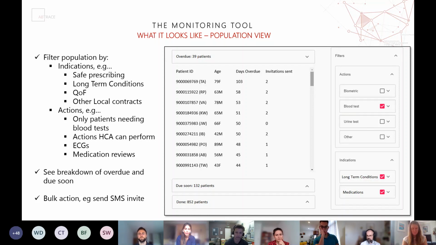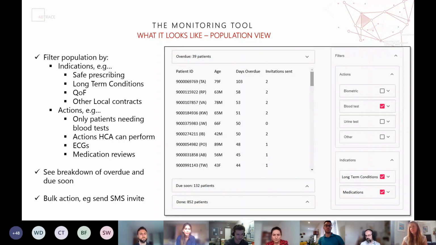You can filter out what we call indications and actions. Indications being reasons you might need to do a test or an action. So those are long-term conditions, medications, and you can drill down into as much depth as you want. So you could say, I just want to pull out all the patients who take thyroid medicines and are overdue their thyroid function test. Or you could say all the patients who take thyroid medicines and any action they need for any reason, and then order them by how overdue they are.